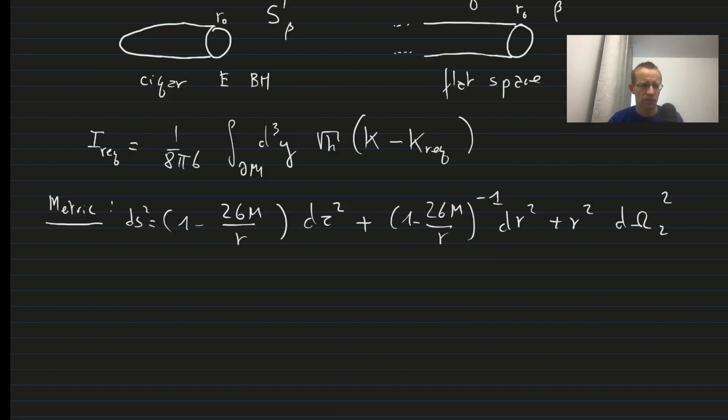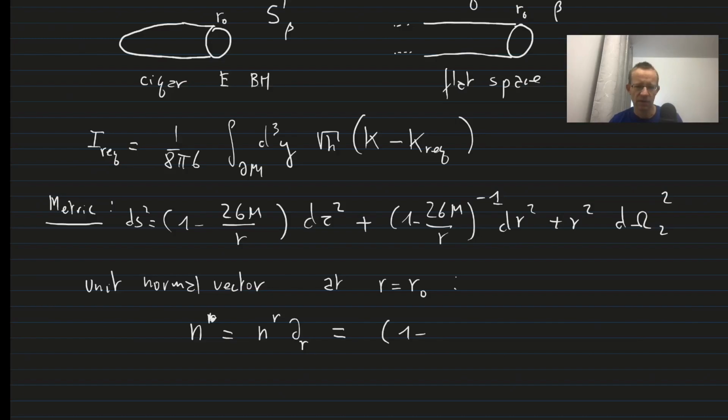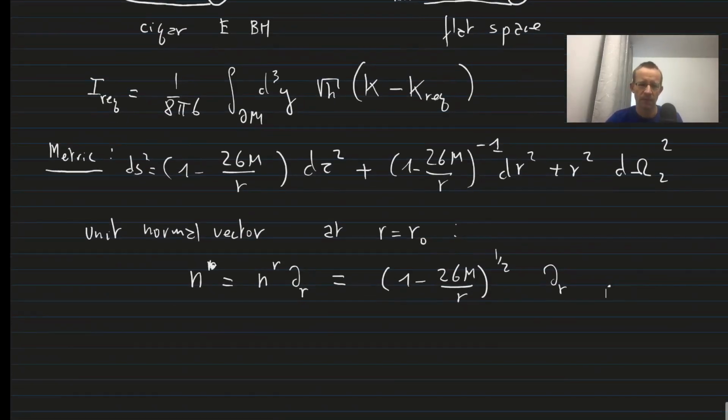So now we need a unit normal vector to the boundary. This will be in the radial direction because we're going to fix r equal r0. The unit normal vector will be n, which is equal to n_r times dr. And since it needs to be unit, we take it to have the square root of the metric component g^rr as its normalization. Then if we compute its norm, it's 1. And to fix conventions, we actually need it to point inward.